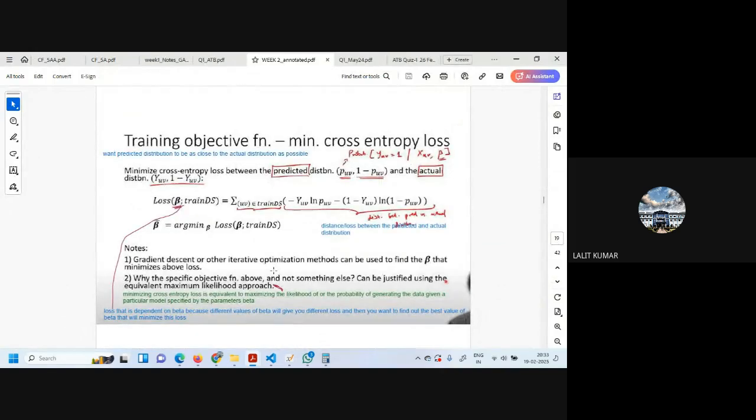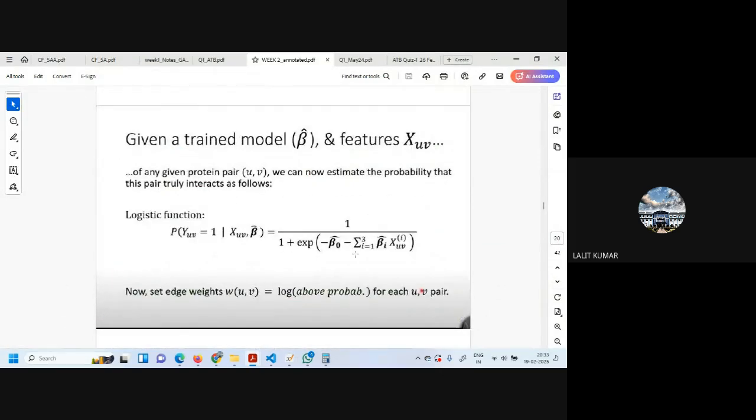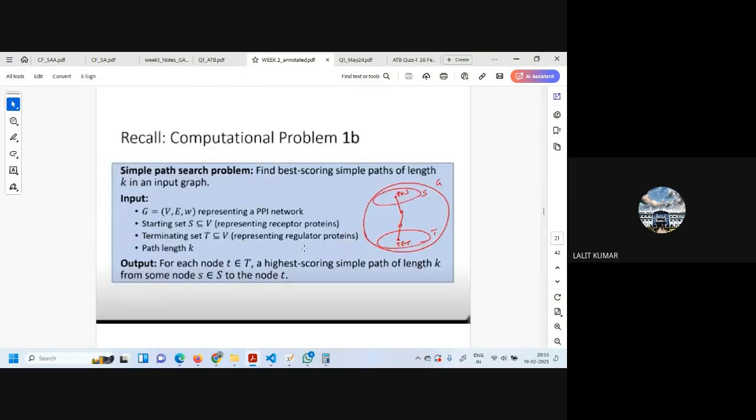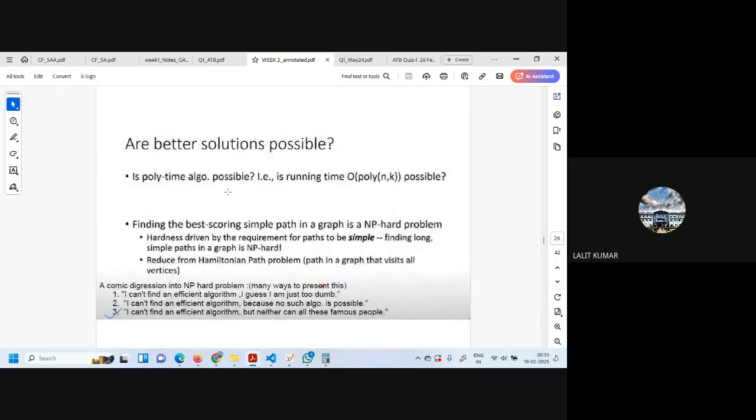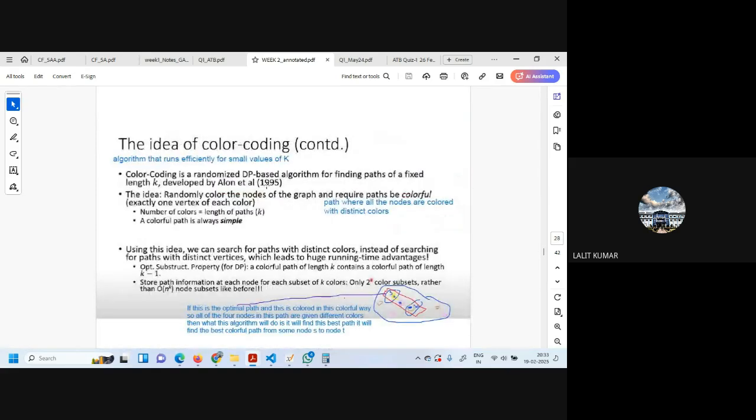So logistic regression, we have seen, given you the formula. This same formula is given there. And then there is a brute force, and then we came to the dynamic programming table. And the better solution is color coding.